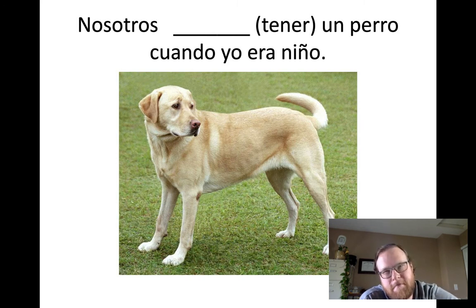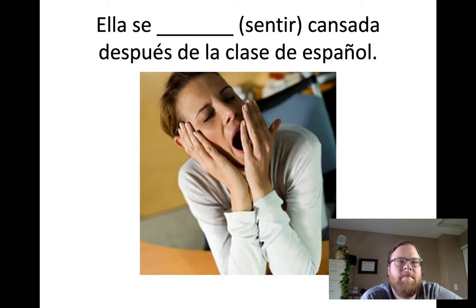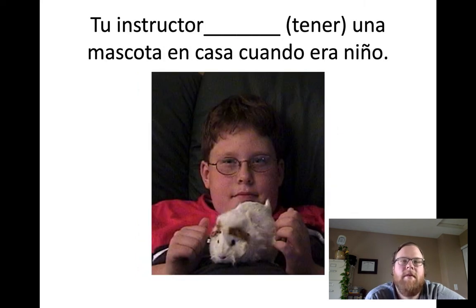Nosotros teníamos un perro cuando yo era niño. How about here? Ella se sentía cansada después de la clase de español. Tu instructor tenía una mascota en casa cuando era niño.